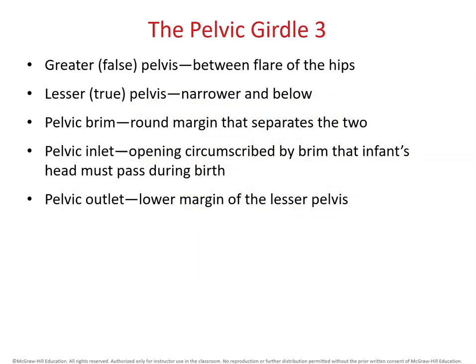So there are 2 different areas of the pelvis. We call them the greater or false pelvis and the lesser or true pelvis. They're kind of 2 different diameters that the pelvis has. The greater pelvis is up higher and the lesser pelvis is down lower. If a baby is being born, it first passes through the pelvic inlet, which is made of the greater false pelvis, and then the baby ultimately passes through the pelvic outlet, which is the narrower opening.